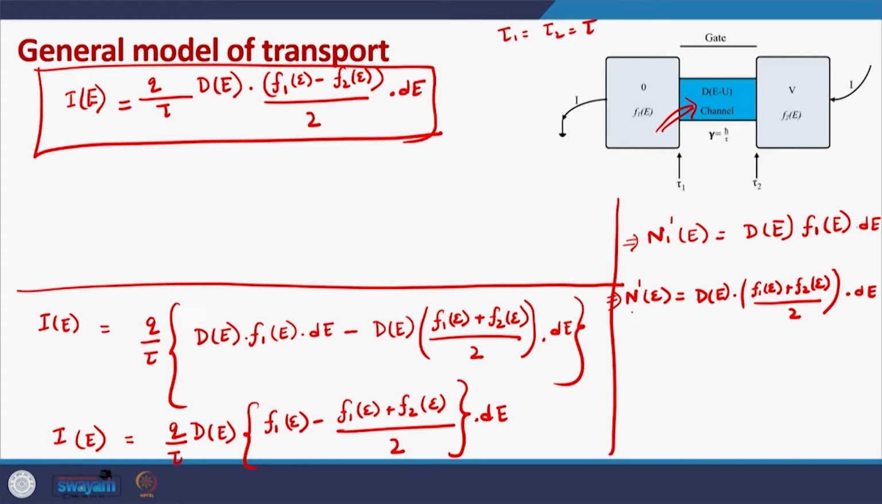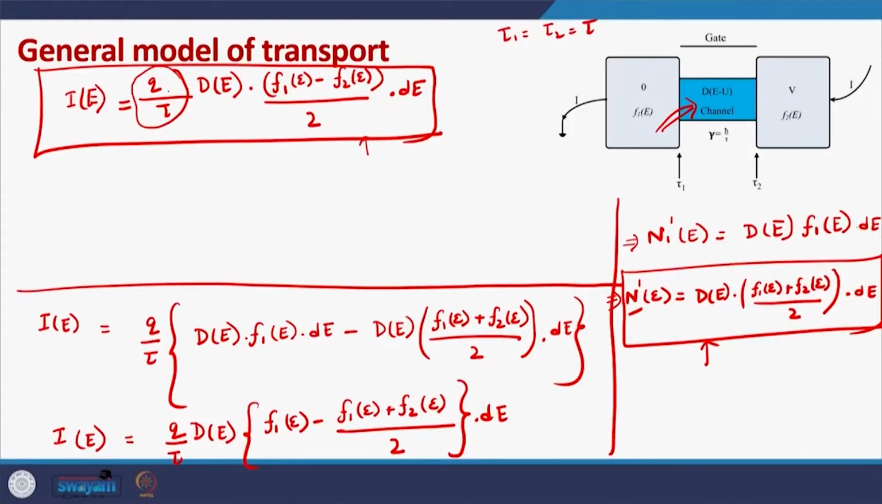As you can see, if you compare this to this expression here, this is the electronic population in steady state in the device. This is the current contribution due to electrons in the energy range from E to E plus dE in the device. Okay. In the expression for the steady state electronic population, we have (F1(E) + F2(E))/2. In the current expression, we have F1(E) minus F2(E). So, that is the most striking difference in these two expressions, apart from a constant, apart from another term as well, which is this.